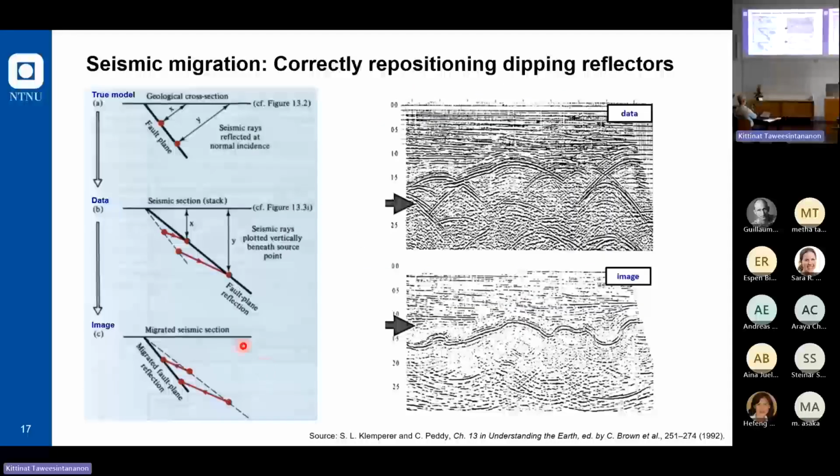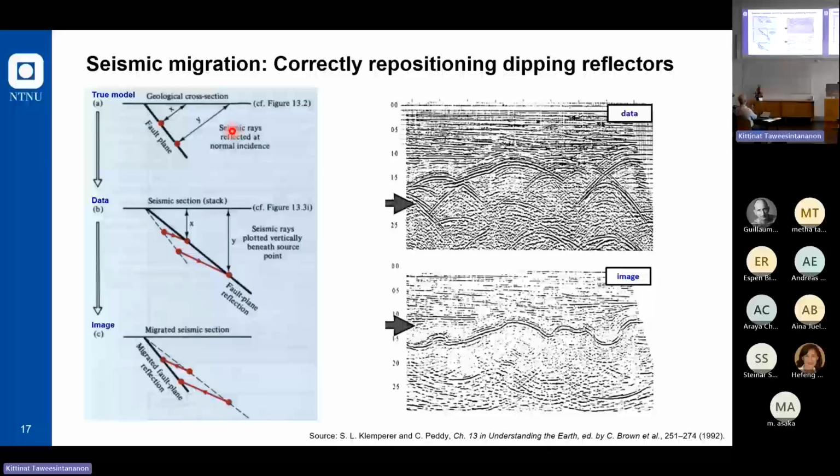So seismic migration is a key processing step. It tries to correct the positioning of the dipping reflectors. For example, this is a true model of the Earth. The final goal is we want to produce a zero offset image. So I illustrate here the shot and receiver at the same place. It's clear that the gray part for this fault plane needs to be this deep because it needs to be perpendicular to the reflector.